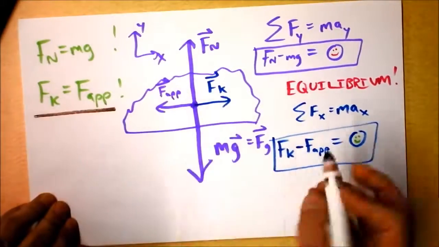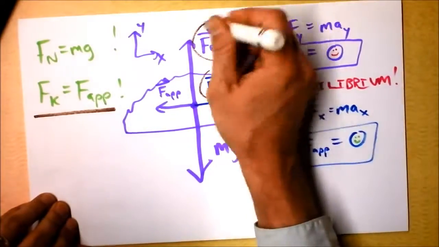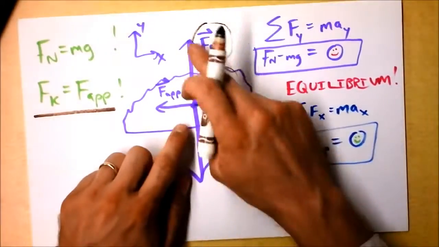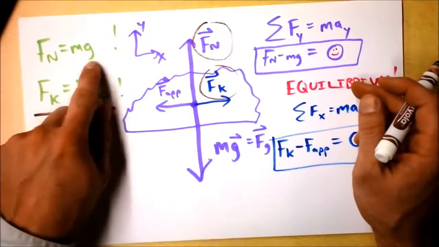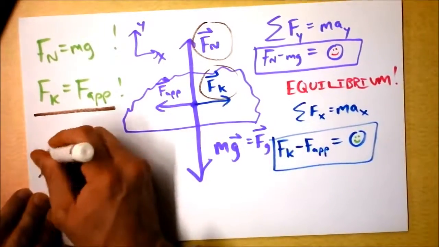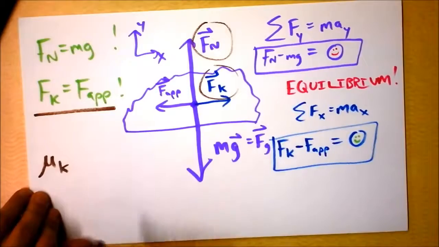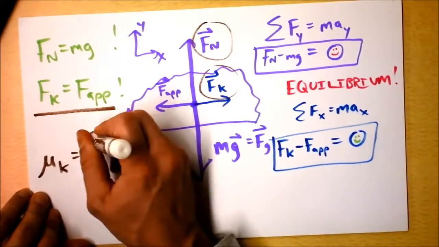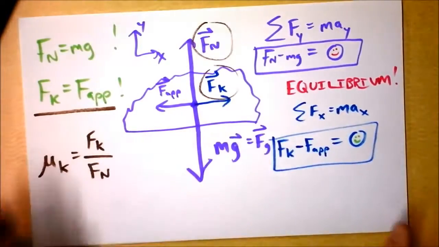Now, if these forces are related, like the force of friction is related to how much the ground is pushing up on the cat, not so much related to mg, but in this case mg is how much the ground is pushing up on the cat, those two are related, and I'm going to define this variable called mu sub k, and that is how much the friction force is divided by how much the normal force is.